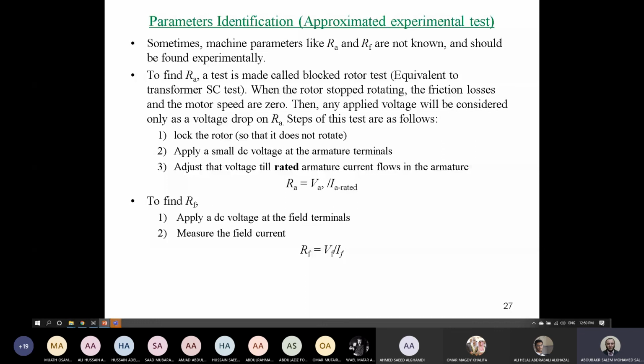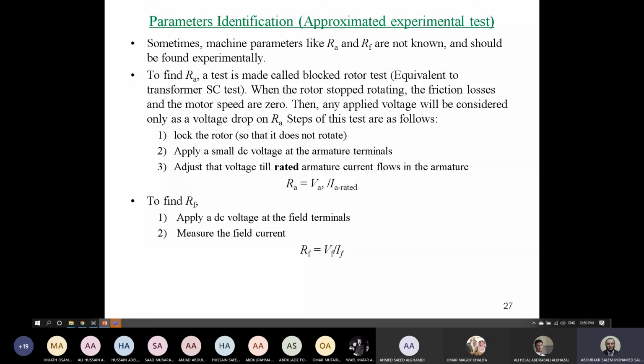However, short circuit and open circuit tests are made for the machines which have electrical output, like transformers and generators, and the blocked rotor or locked rotor and no load tests are made for the machines which have mechanical output, like motors, like DC motor, like induction motor, whatever.